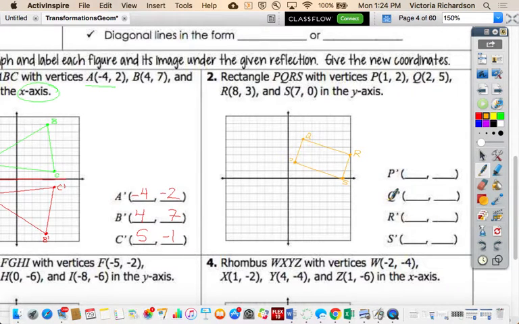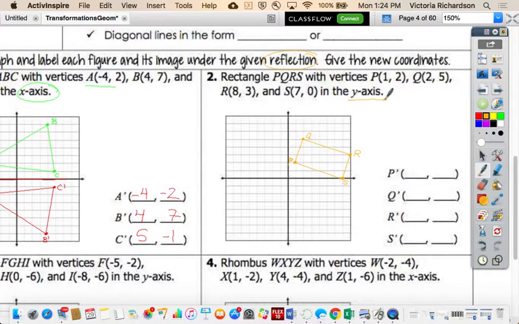Okay, we have graphed the four original points, which were P at 1 comma 2, which is right there, and then Q right here, R right there, and S right there. So we've graphed all four original points, connected the dots. Now we need to reflect that over the y-axis.